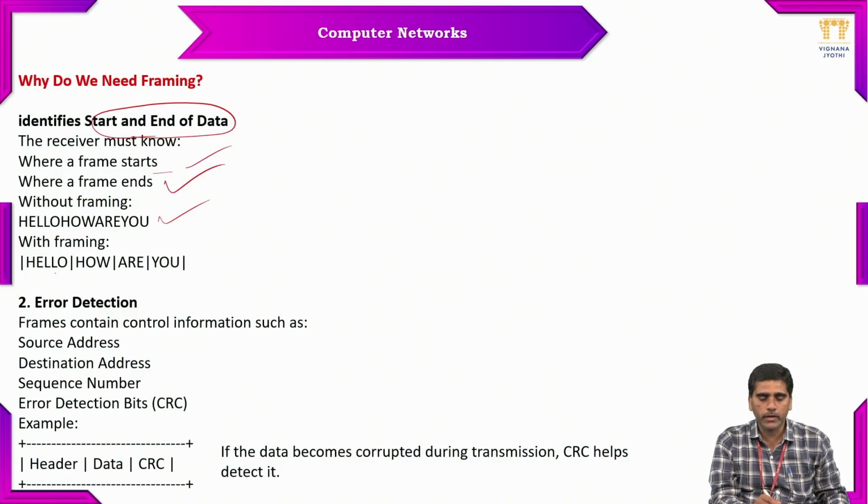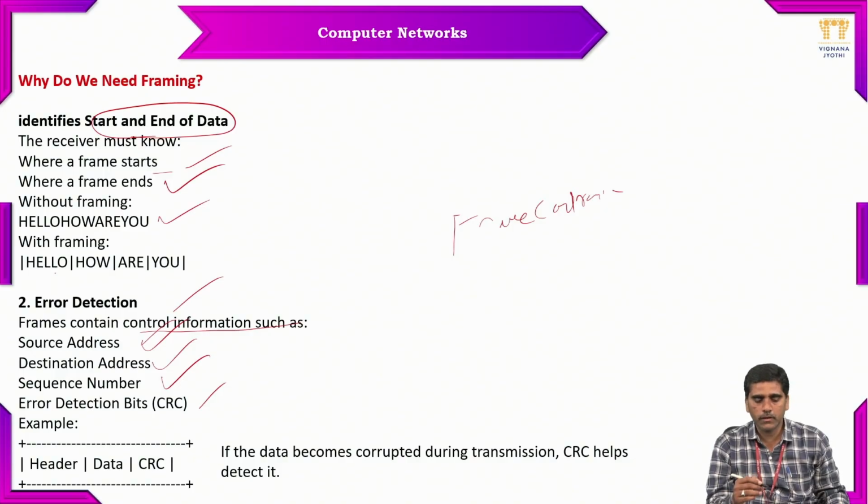The second reason is error detection. Frames contain control information. When you are creating frames, each and every frame contains control information. In this control information, the source address, destination address, sequence number, and error detection bits will be there.